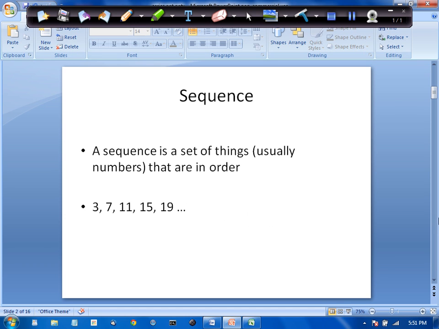A sequence. We're going to talk about sequences, geometric sequences in particular. A sequence is a set of things that are in order, normally numbers, or usually numbers. Here you see a sequence: 3, 7, 11, 15, and 19. And it doesn't take too much looking to see that 3 plus 4 is 7, plus 4 is 11, plus 4 is 15, plus 4 is 19. And of course you could say 3 plus 4 is 7, 3 plus 8 is 11, 3 plus 12 is 15, and so forth. So two ways of looking at a sequence.